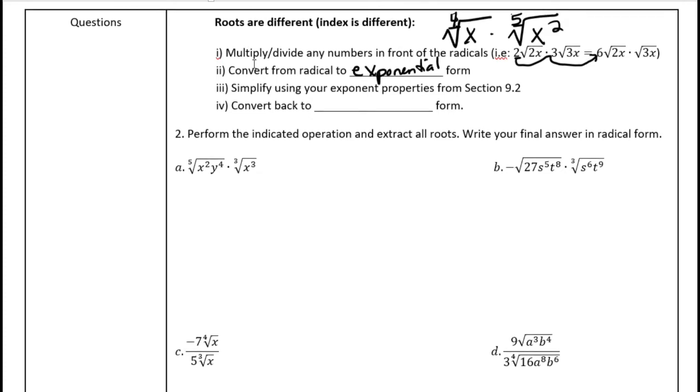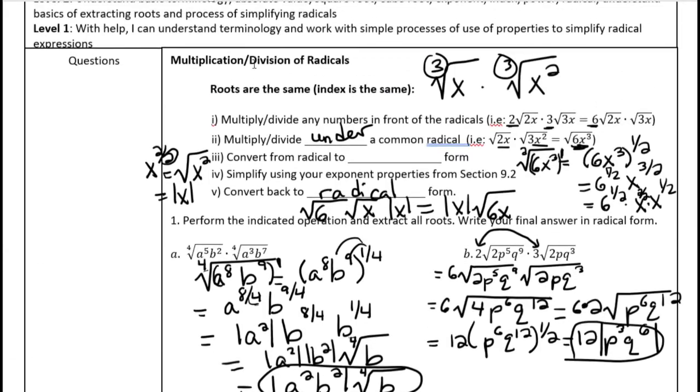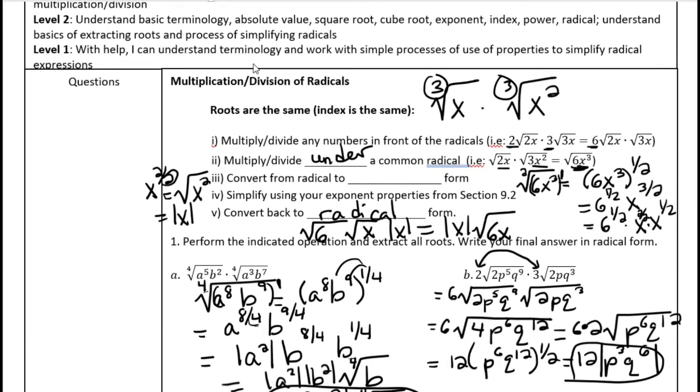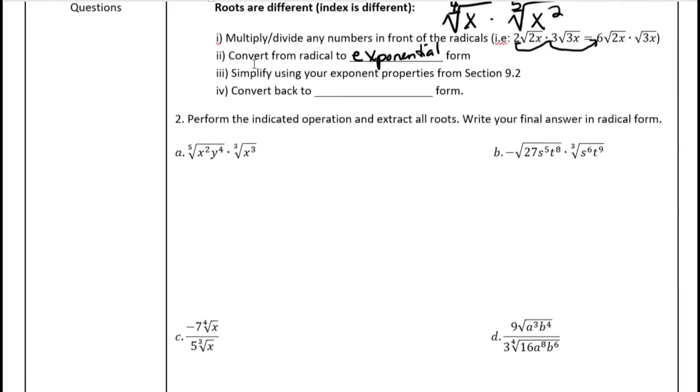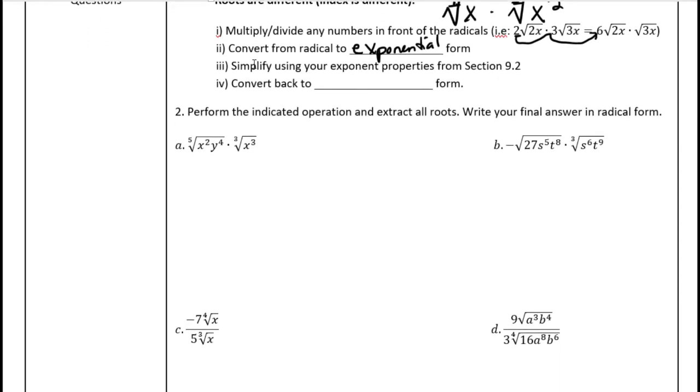Let me see if I actually filled in the notes here. Yeah, I forgot to write it down here. This is to exponential form. All right, had a feeling I forgot something there. Now simplify using your exponent properties from before, just like we did in the other step, and then convert back to radical form.